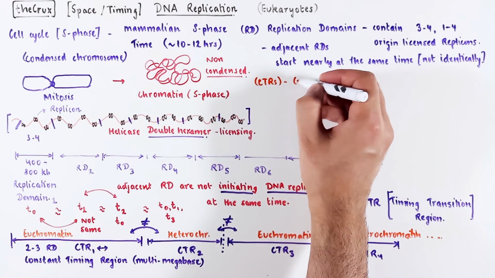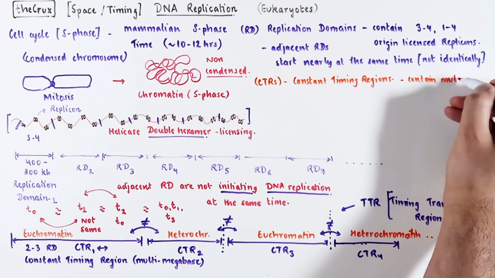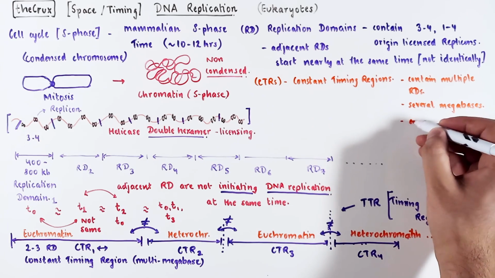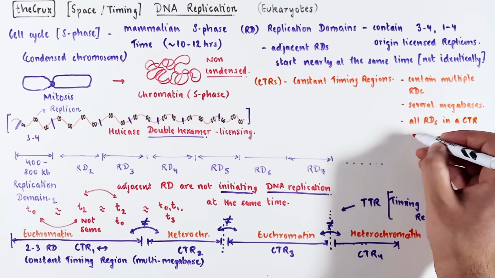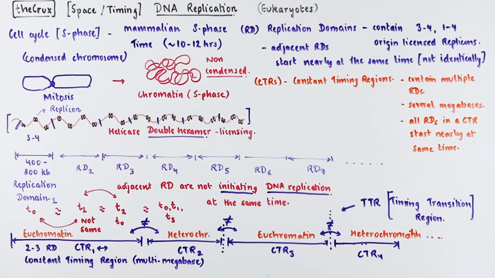CTRs are the main players, which contain multiple smaller replication domains, which means that the CTR can be multi-megabases in length. This leads to the point that all replication domains in a CTR are starting replication at nearly the same time. Hence the name Constant Timing Region. Let me expand on this.